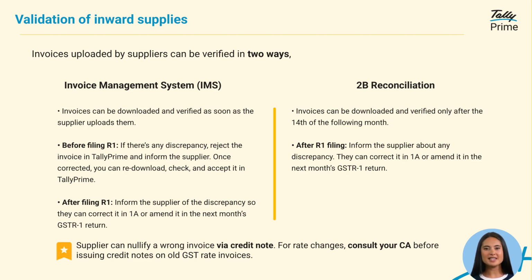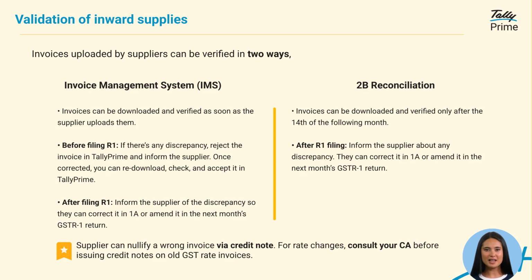The other option is 2B reconciliation. Here, invoices can only be downloaded and checked after the 14th of the following month. If you find errors post GSTR1 filing, you'll again need to ask your supplier to correct it in 1A or carry it forward in the next return.